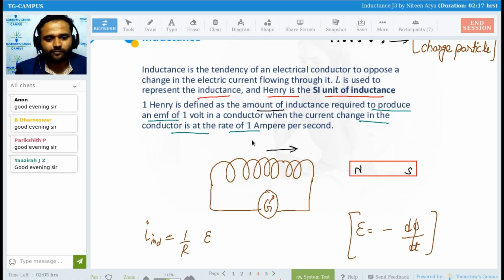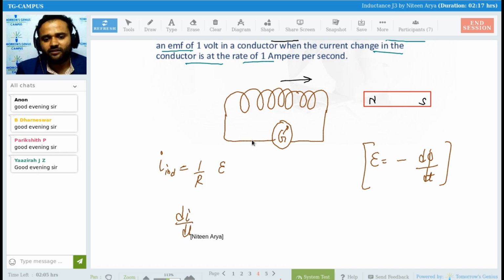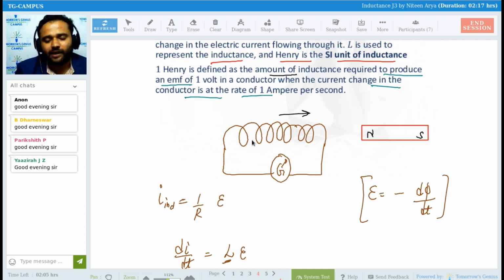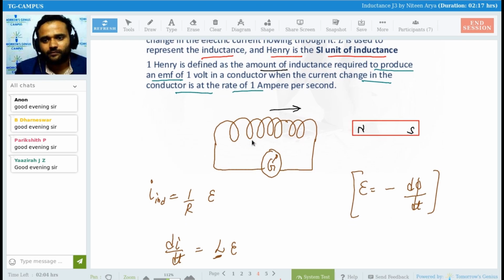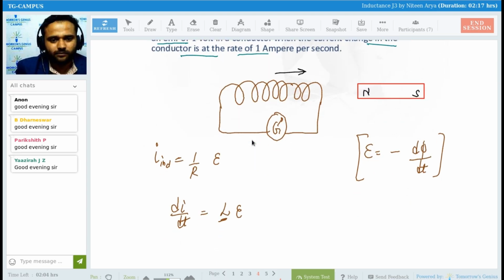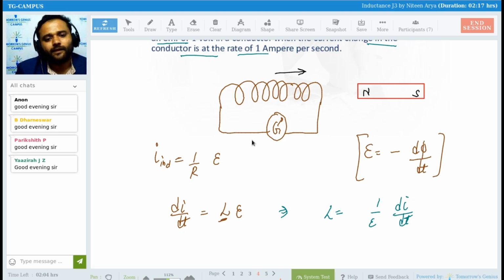So now if I am saying di by dt equals to L E, this L is known as the inductance or inductor. This inductance is defined in this way: when my current is changing 1 ampere per second, it is defined as 1 Henry. An EMF of 1 volt in a conductor means L is going to be 1 upon di by dt. E equals N d phi by dt, so in a simple way, E equals minus L di by dt, right?